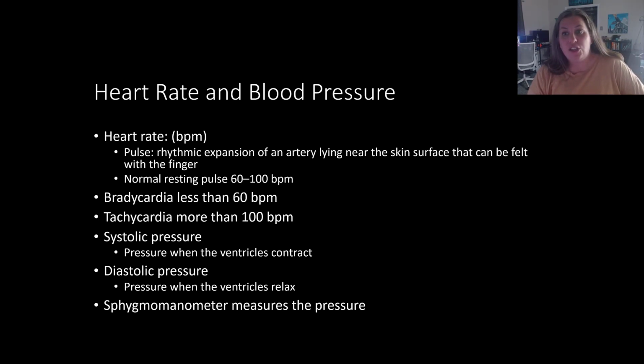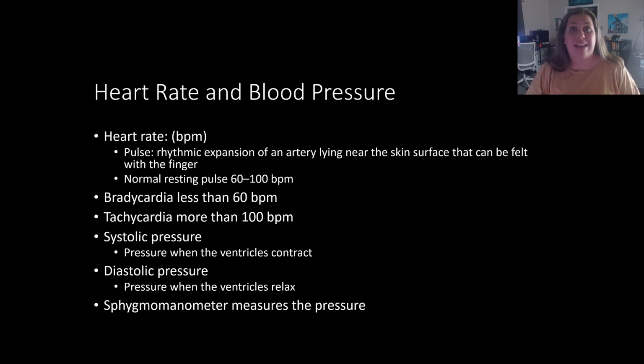Now, another thing that we need to look at is blood pressure. With blood pressure, we are going to take it and you're going to get two numbers. The top number, which is the higher number, is known as your systolic pressure. The systolic pressure is the pressure when the ventricles are contracting. So when those big muscles are contracting and pushing the blood up and out, you're going to have this larger number. It has a higher pressure.